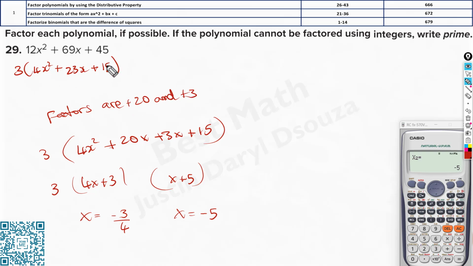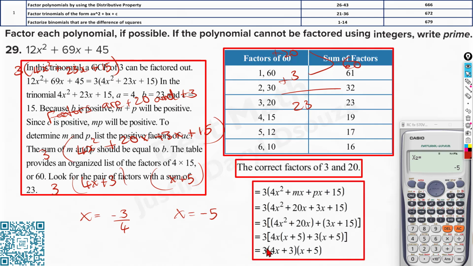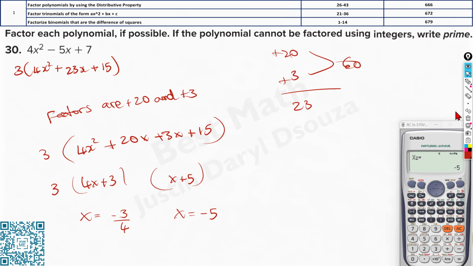So here 4 times 15 would be 60, isn't it? So 60 here. And then over here we have 23. So it will be 20 and 3, positive, positive. So that will be the solution. And what about the 3? So you can see those are the answers. The 3 is very important to be removed as a common factor outside.